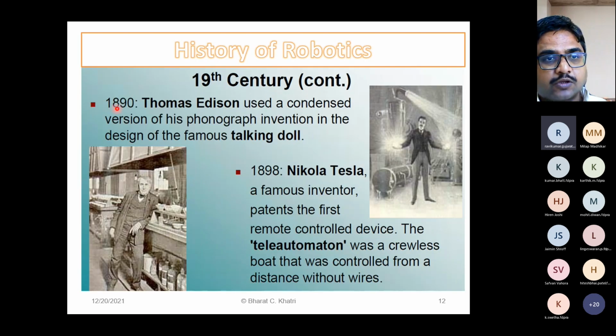In 1890, Thomas Edison used a condensed version of his phonograph invention in the design of a famous talking doll. So he used his invention for the famous talking doll. In 1898, Nikola Tesla, a famous inventor, patented the first remote control device, teleautomation. You can see that it was a crewless boat that was controlled from a distance without a wire. So he took the patent for the remote boat, a crewless one controlled without wires. That was done by Nikola Tesla in 1898.